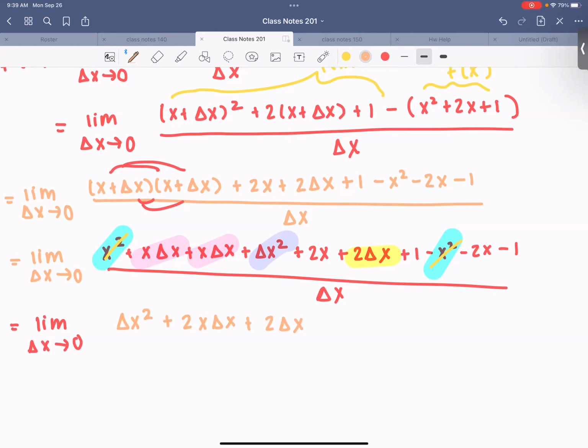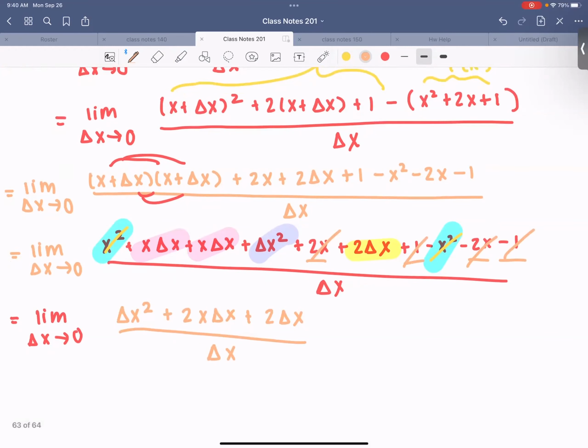You can take a delta x out of the entire equation. Good, but let's just keep going with this step. I know we're pretty much done. We have a 2x here and a minus 2x. Those cancel out, right? And we have a 1 and a minus 1. Those cancel out. And this is still all over delta x.